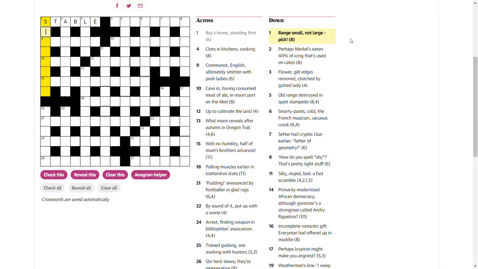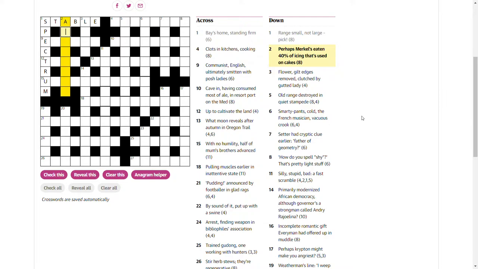Range small, not large. Range small. So the small could be the S, without the L for large. Range. Spectrum. Spectrum, with plectrum without an L for large. Yeah. Very good.